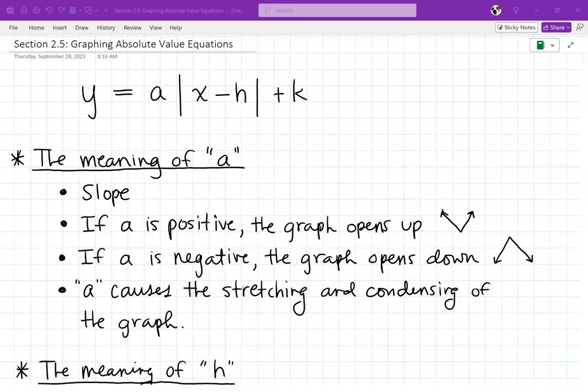Is that super important to know? It's good to know, but it's not key to this homework. But just know that the value of A can make the V look really thin or really wide, depending on its slope. A fractional slope usually is wider, and normal numbers are usually sharper, okay?